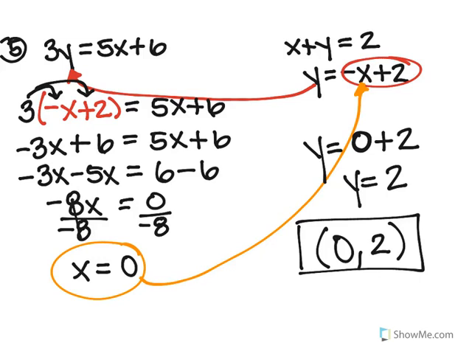So these first 5 problems, we did substitution. So the next 5 problems, I'm going to give you 5 examples. We're going to use elimination. And elimination is just what it says. You're eliminating, getting rid of one of your variables. So this would be example 6.